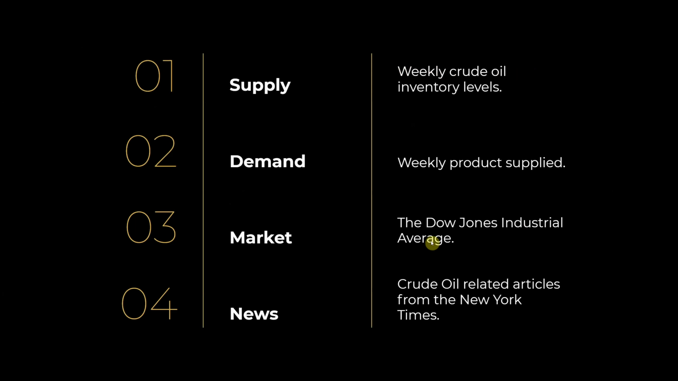So there's mainly four variables that I studied. For supply, I used the weekly crude oil inventory levels reported on the EIA API. For demand, we looked again towards the EIA API, which has a series on the weekly product supplied, which is how much output was sold from the refinery. Then we looked at the market, and we wanted to study whether the movements in the Dow Jones Industrial Average have an effect on the crude oil price. And then finally, I also wanted to be able to look at the news.